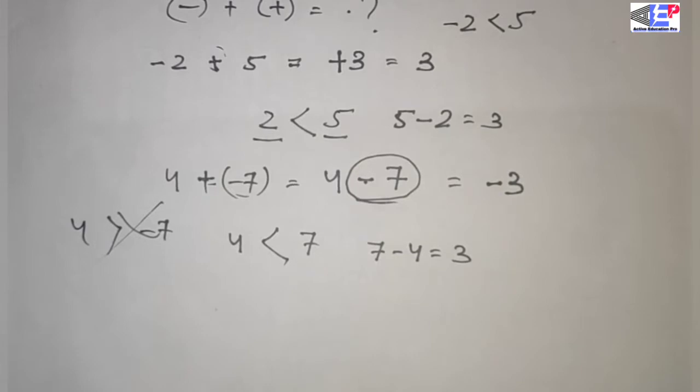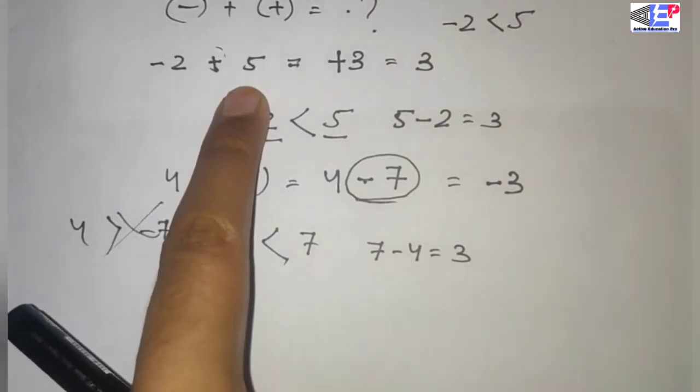First you have to check its numerical value. If the numeric is larger, then the sign that the larger numeric contains, positive or negative, the addition result or the subtraction result must contain this same sign. The sign of the larger numerical value is the resultant sign, the addition result sign and the subtraction result sign.